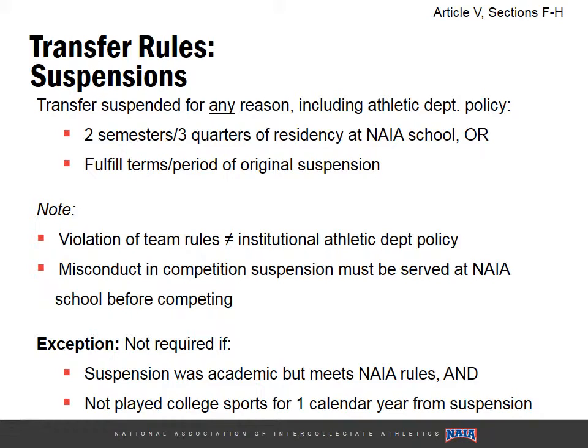Suspensions for misconduct in competition must be served at the NAIA school before competing. There is an exception to this rule that would require the student not to sit the residency period if they were suspended for not meeting the institution's academic standards, but were still meeting NAIA rules and eligibility requirements. In addition, the student would have had to sit out of college athletics for 1 calendar year from the time they were suspended from their previous institution.